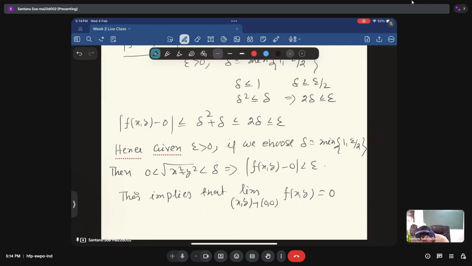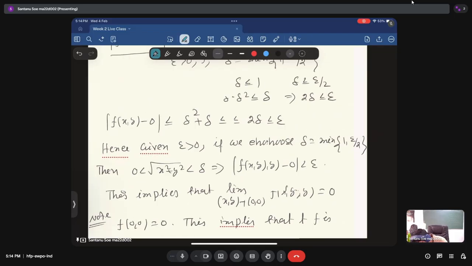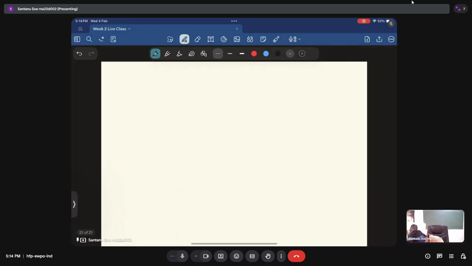Okay, so now one thing to notice here is that f(0,0) is 0. So this implies the function is continuous, because you can do the same thing with the epsilon-delta definition and show that |f(x,y) minus f(0,0)| will be less than epsilon whenever 0 is less than square root of x square plus y square, which is less than delta. So this will imply that f is continuous at (0,0).